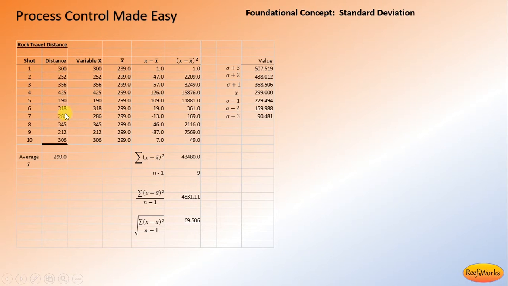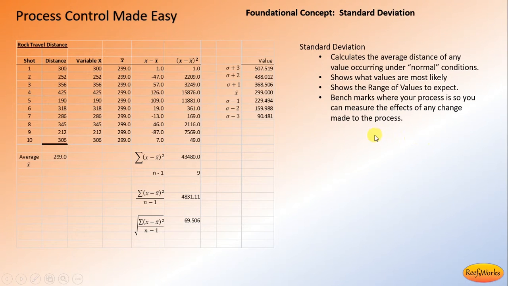Now, let's bring that down to values that are relational to our distances traveled. So we'll take the square root of that value. Remember, we squared them up here in order to make them positive. We're going to undo that by taking the square root. That's going to yield the standard deviation value. So here's our X bar, 299, and then we add one standard deviation, add two standard deviations. The standard deviation in this case is 69.506. And that gives us a spread from 90.481 to 507.519.